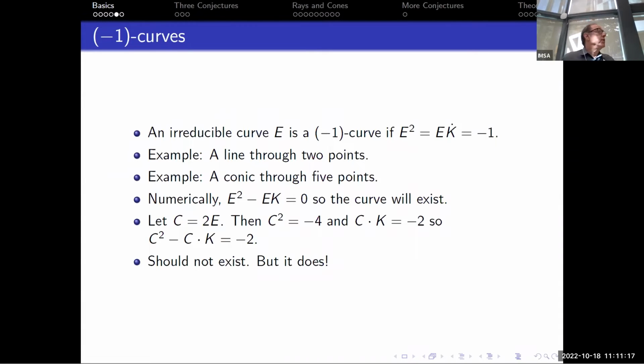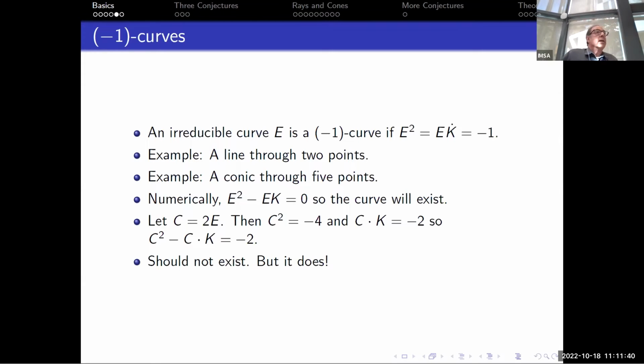And so the naive dimension count should say, well, the curve should not exist, right? It's exactly the -2, which means that you exactly have the same number of linear conditions as you have the dimension of the vector space. And so you expect that the only solution is the identically 0 polynomial.